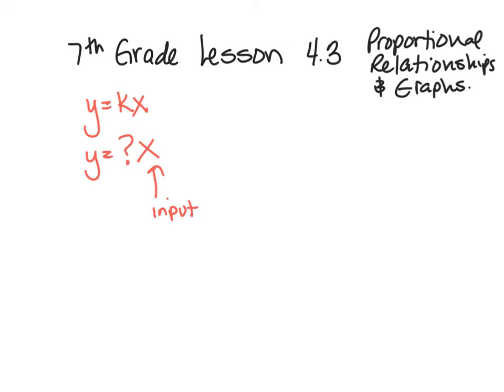Let's say you went to work and you were making $10 per hour. The total amount you earn would be 10 times however many hours you worked. So if you worked 1 hour, it would be 10 times 1, $10. If you worked 2 hours, it would be 10 times 2, $20. If you worked 3 hours, it would be 10 times 3, $30. So we don't know how much total you make until we know how many hours you've worked.